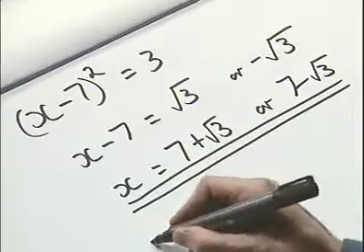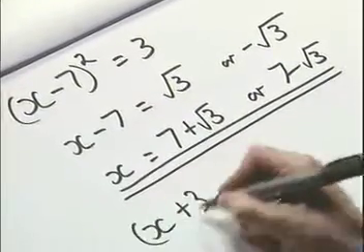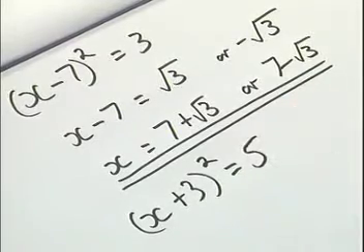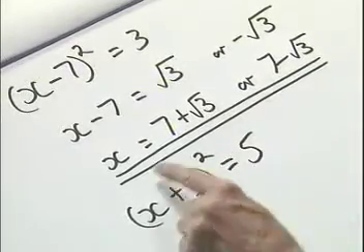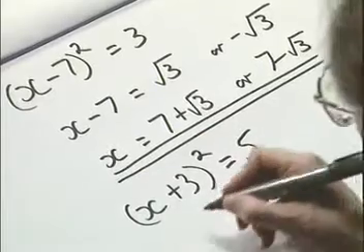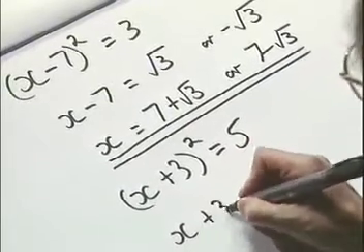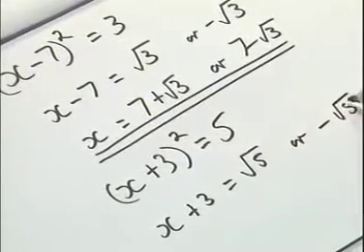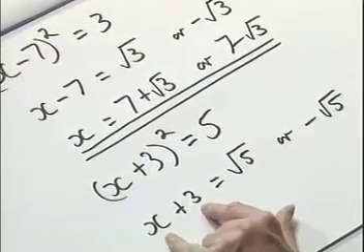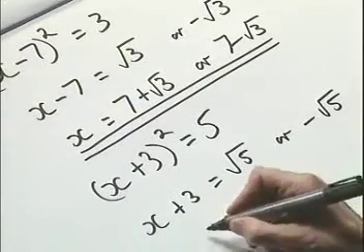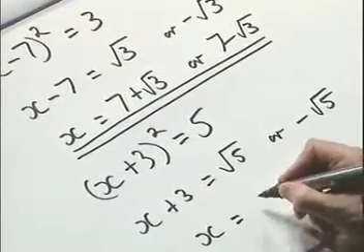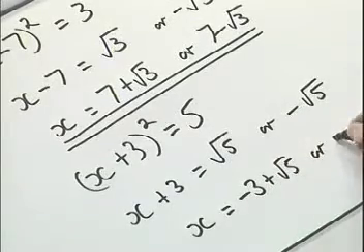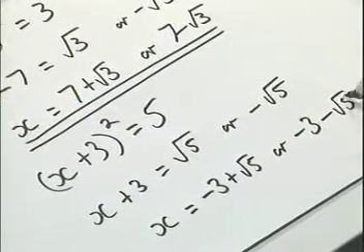Let's just have a look at another one. x plus 3 all squared is equal to 5. Again, this is a complete square. So again, we can take the square root. x plus 3 is equal to root 5 or minus root 5. And now to get x on its own, we need to take 3 away from each side. So we have x equals minus 3 plus root 5 or minus 3 minus root 5.